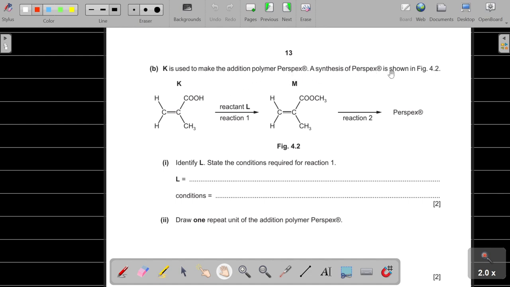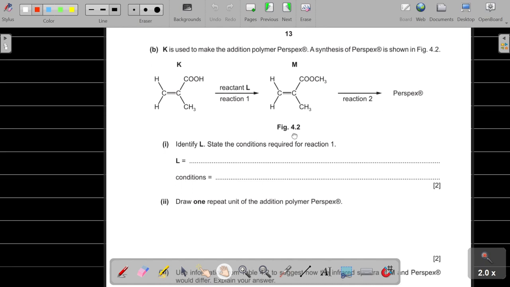The synthesis of Perspex is shown in figure 4.2. Here we have a carboxylic acid and a carbon to carbon double bond. In reaction 1, this carboxylic acid is converting into an ester group. When a carboxylic acid reacts with an alcohol, you will get an ester, and the rest of the molecule is the same. In reaction 2, this is converting into Perspex.